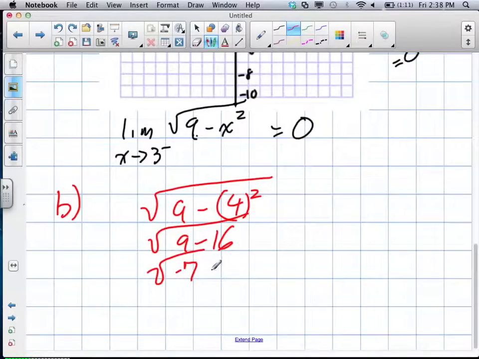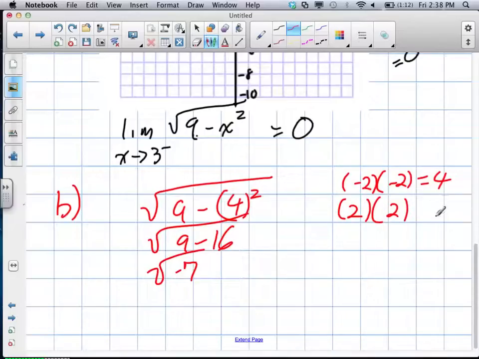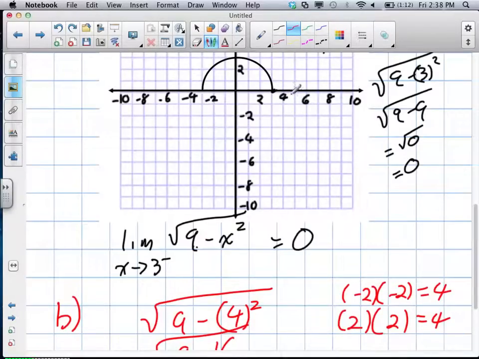Can I find the root of negative 7? I can't find the square root of a negative number because there are no two terms multiplied by themselves that give us a negative number. Negative 2 by negative 2 gives us positive 4, and positive 2 by positive 2 gives us positive 4. No matter what we multiply by itself, we always end up with a positive number. This is indeterminable. So anything greater than 3 coming at it from the right is indeterminable. We cannot find the limit as x approaches 3 from the right.